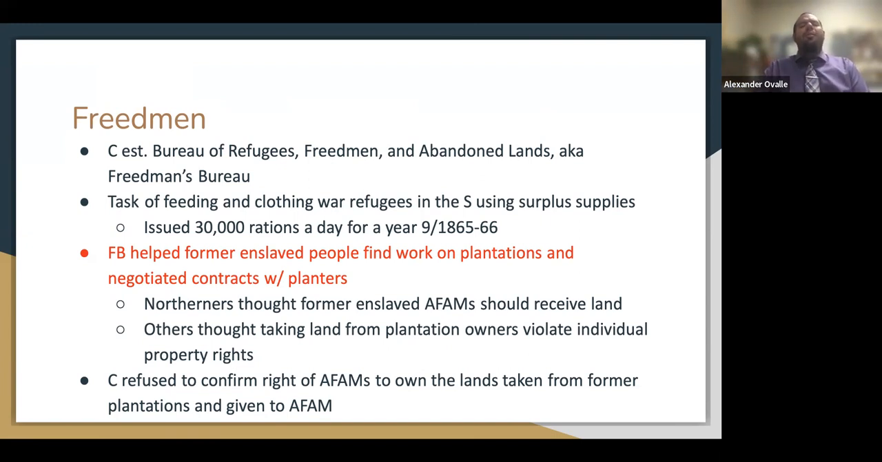Northerners thought formerly enslaved African Americans should receive the land. Others thought taking the land from plantation owners would violate individual property rights. Declaration of Independence, anyone? So Congress refused to confirm the right of African Americans to own the lands taken from their former plantations and given to African Americans. Congress said, "Nah, we're gonna sidestep that issue."